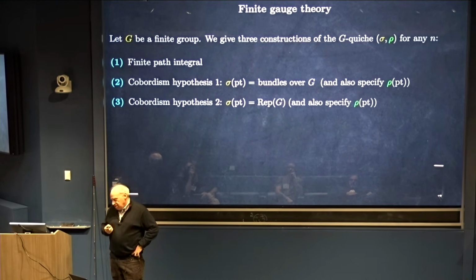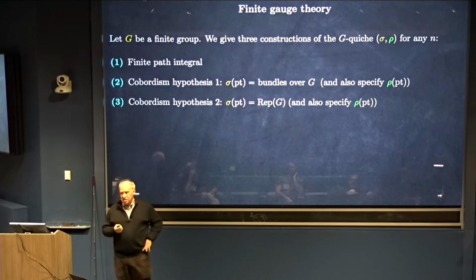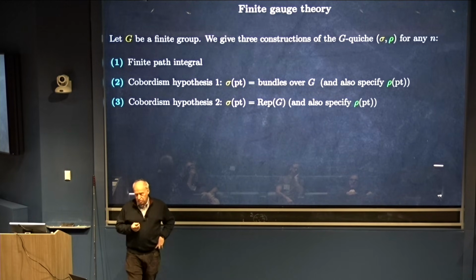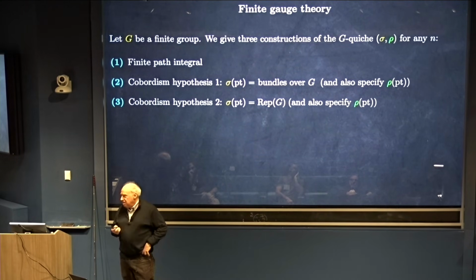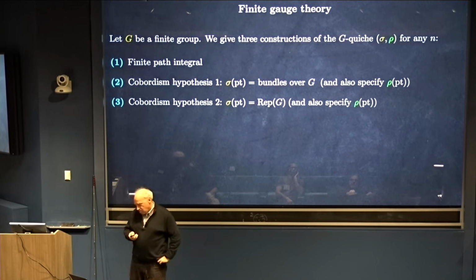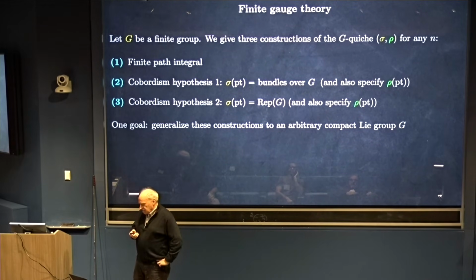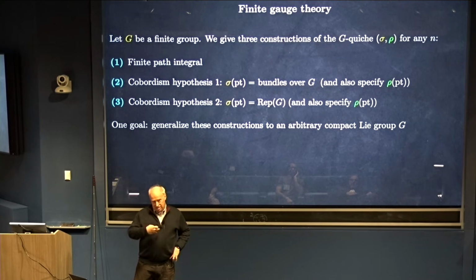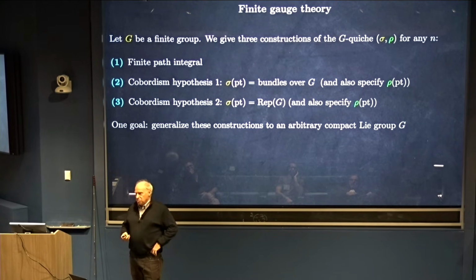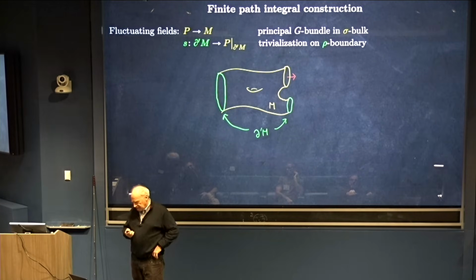And the third one is a kind of dual picture, where what we attach to a point is a category of representations of the finite group. And again, we specify rho. So again, one of the main goals is to think through this picture in the case when we go from a finite group to an arbitrary compact Lie group.